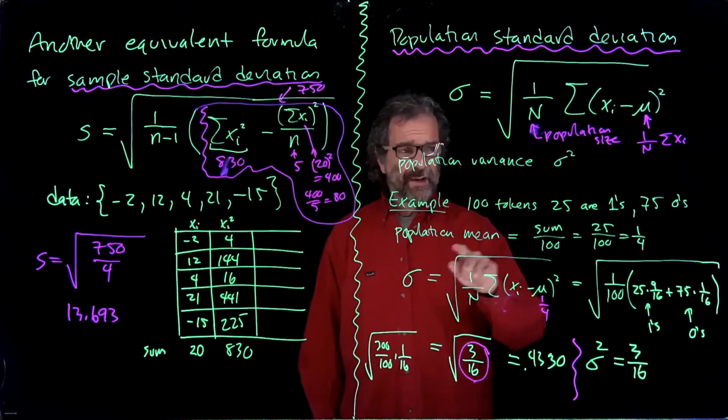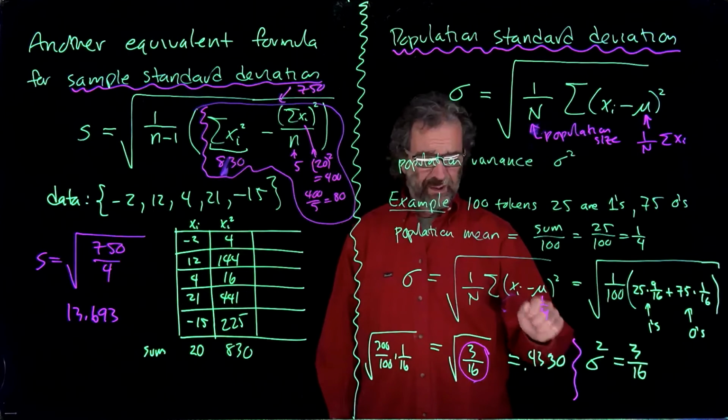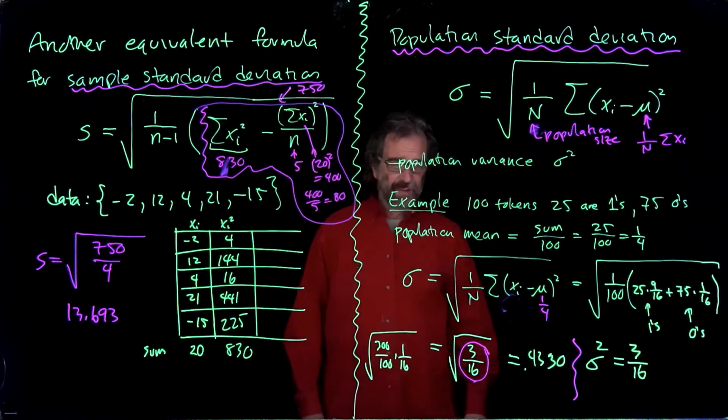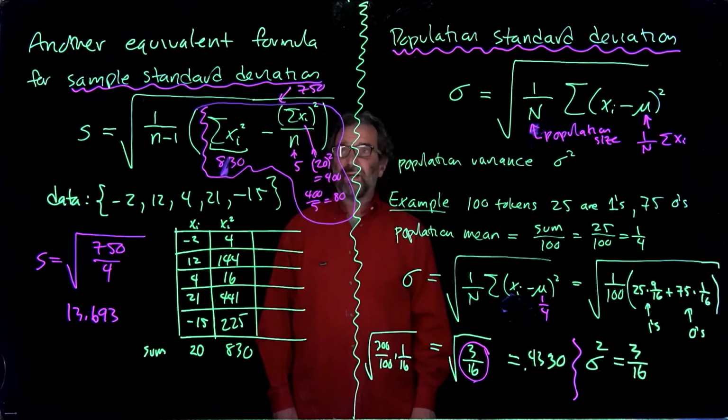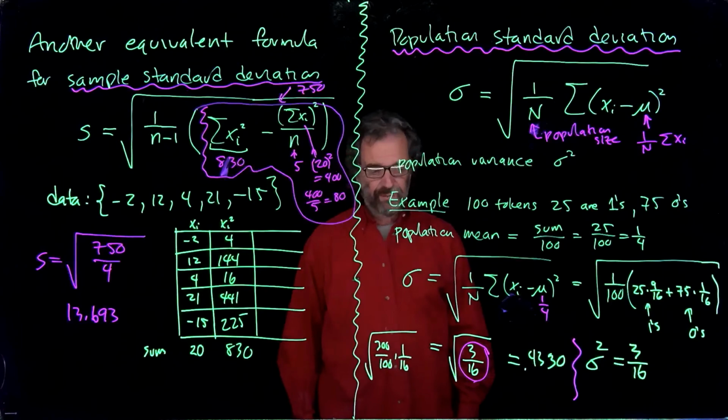Then we had this example, 100 tokens, 25 ones, 75 zeros, and we cranked out the answer. We got the variance was 3/16, and the standard deviation was square root of 3/16. And that ends this slide.